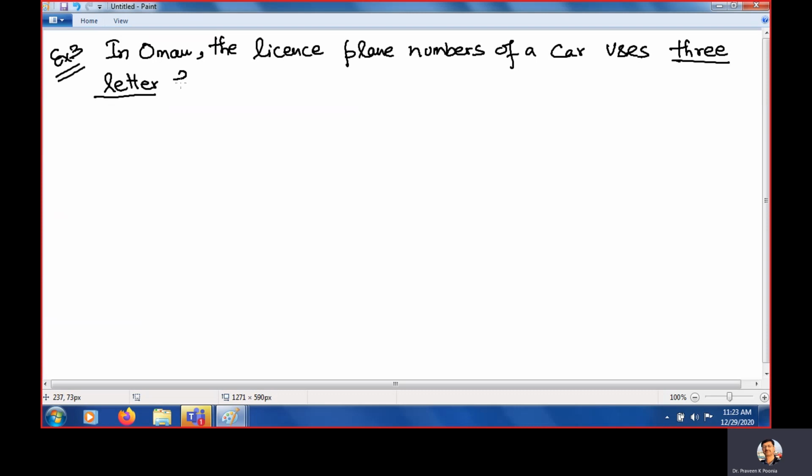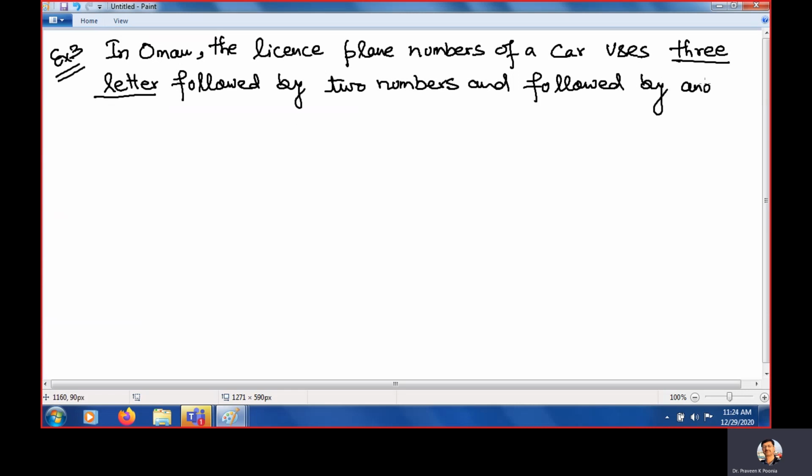Okay. Followed by two numbers. Followed by 2 numbers. And followed by another letter. Followed by another letter. And what is it saying? Repetition is allowed. Repetition is allowed. Clear? So how many possibilities?